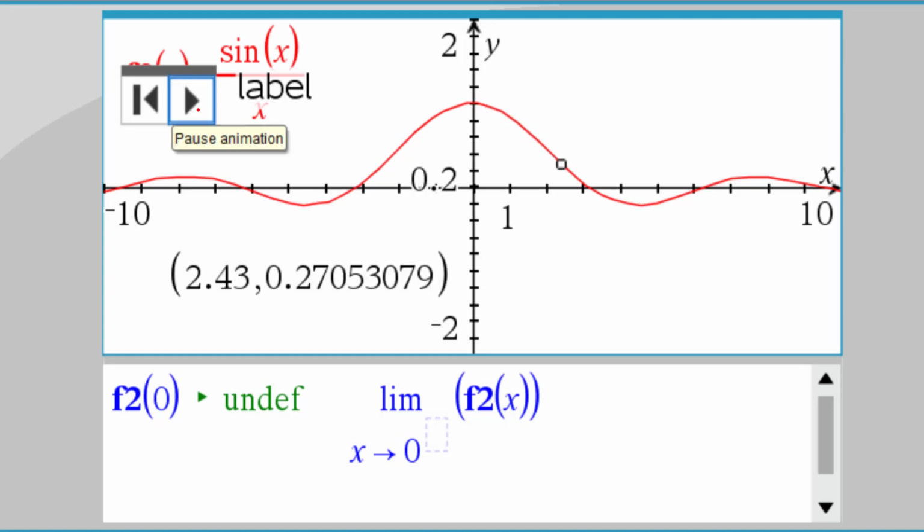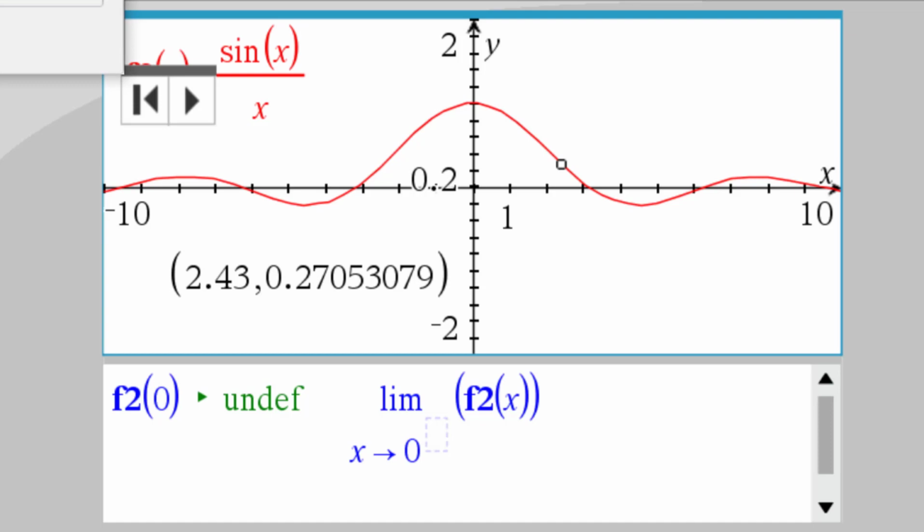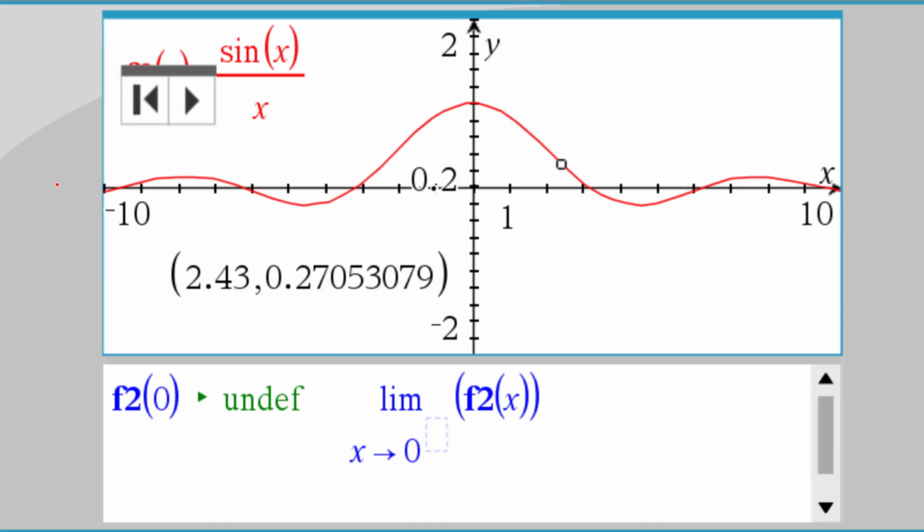I'll pause this and try to put that value as 0, and let's see what happens. When I put that as 0, it comes up with this warning, cannot move the point to the requested location, because that point actually does not exist on the graph. It's undefined. However, if I try to move it to any other point, let's say if I move it to -1, it will go.